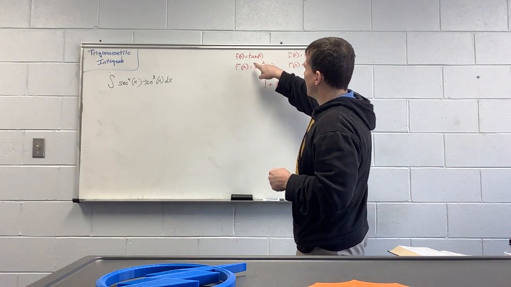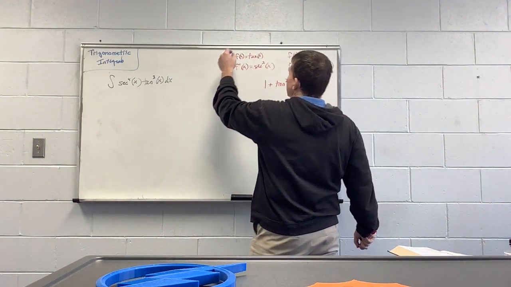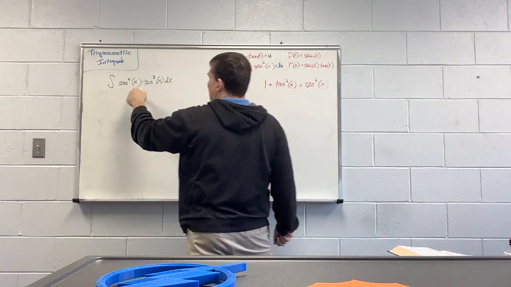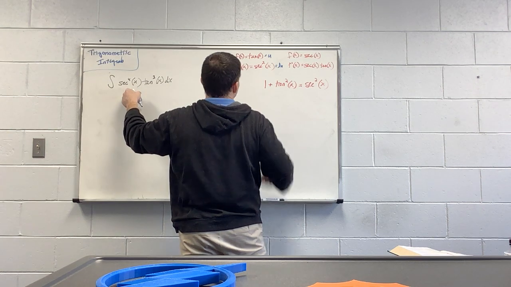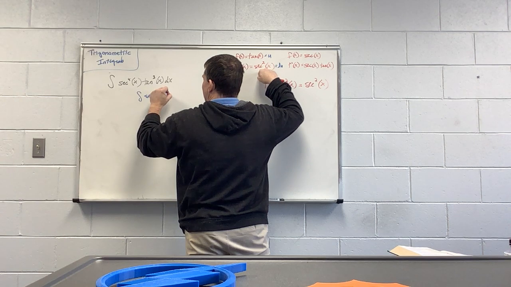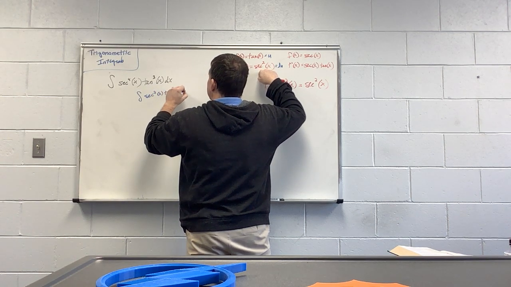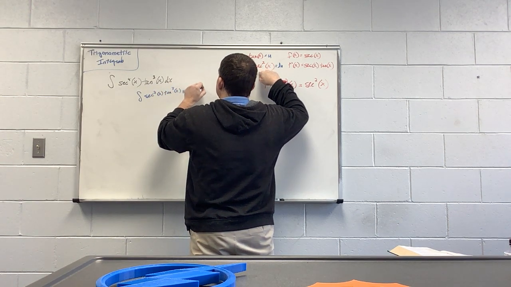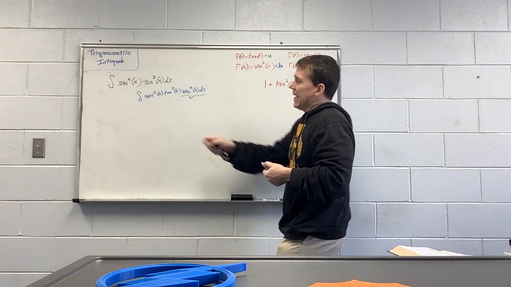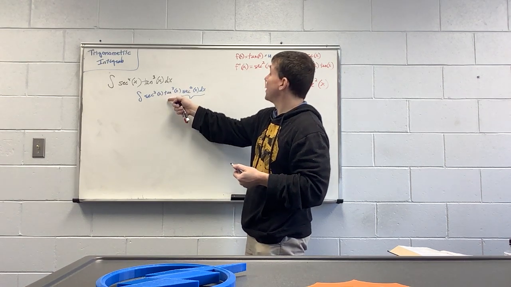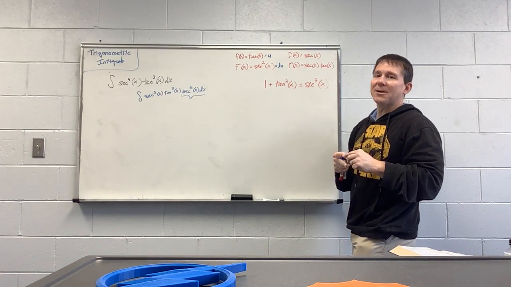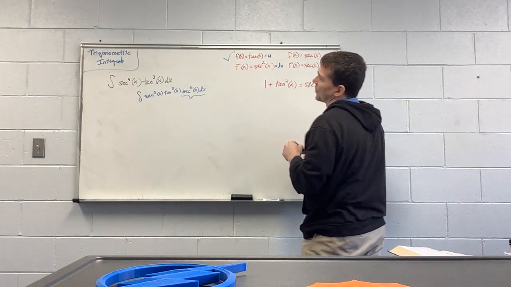If I used this one, then u would be tan, and this would be my du. So if I check over here, I'd have to pull out a secant squared, so I'd be left with secant squared x, tan cubed x, secant squared x dx. And that would be my du. And I know tan is my u, and secant squared I can write as tan squared using the Pythagorean identity, so this one works.